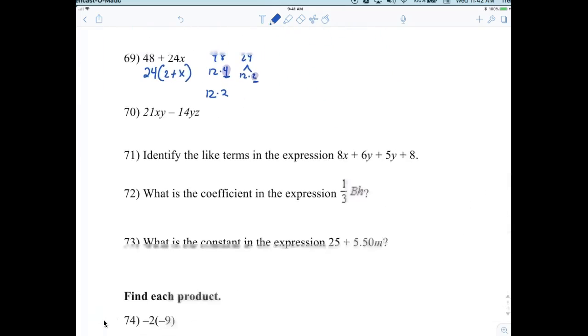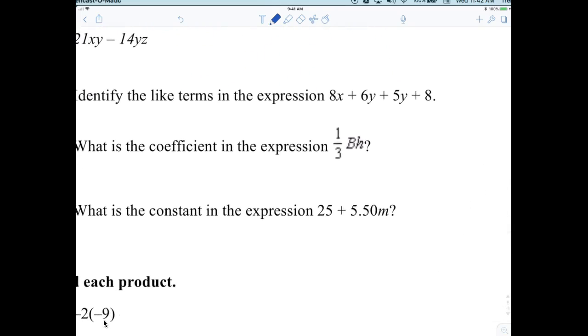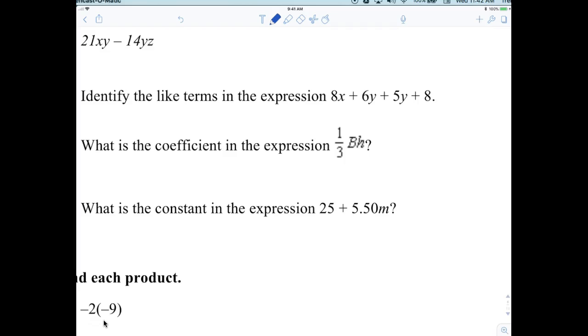All right, number 71. Here they're just double checking. What are the like terms? 6y and 5y. All right. What is the coefficient? 1/3. Yes, the coefficient is just the fancy word for the number in front of the variables. 1/3. Everybody okay with that?